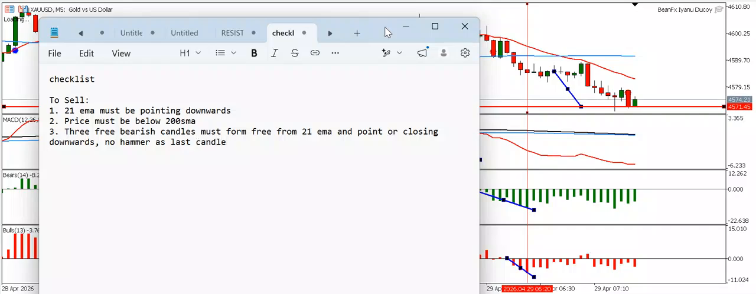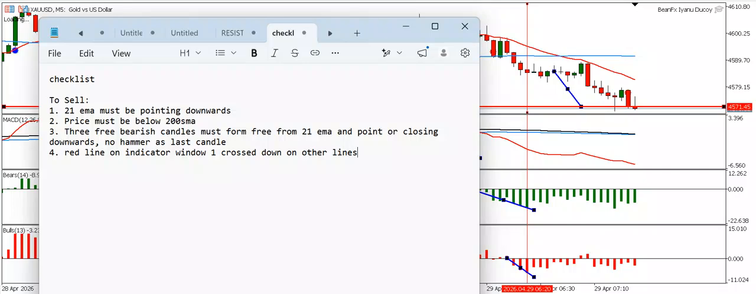Okay, checklist 4. The red line on the indicator in the one, crossed down on the other lines. But yes.